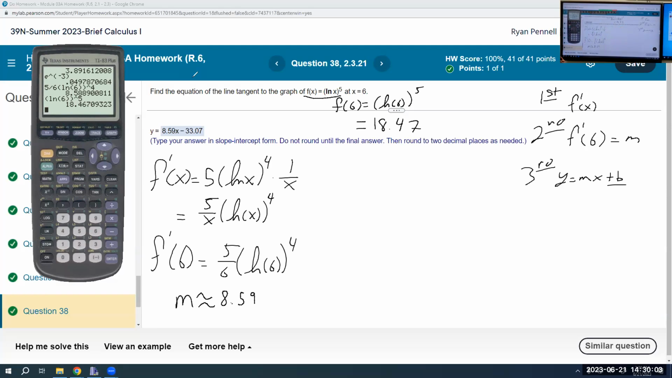Last problem, they gave us the point. 6 something. Here, they didn't. They left me to find it. So I did. Now, I can say y equals mx plus b. 18.47 equals 8.59 times 6 plus b. Solve for b. Minus 5.